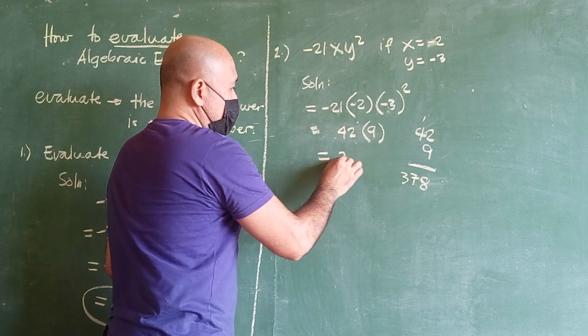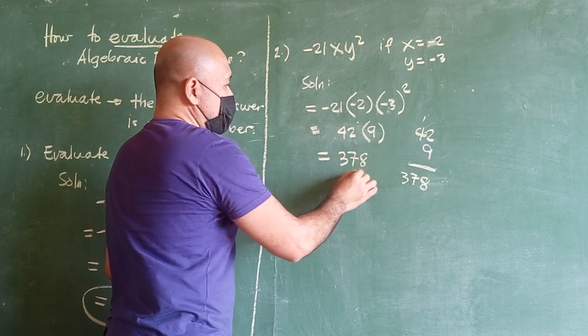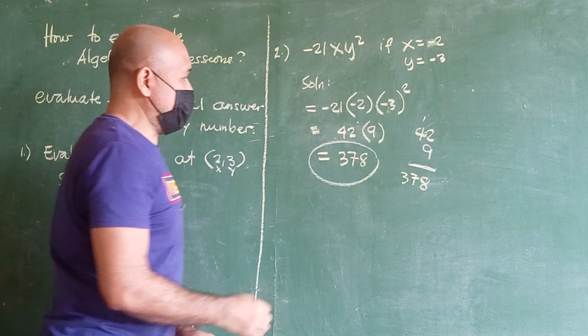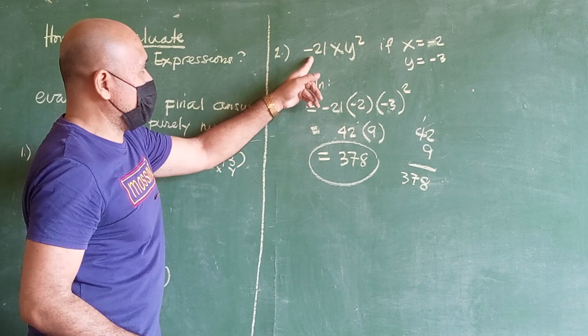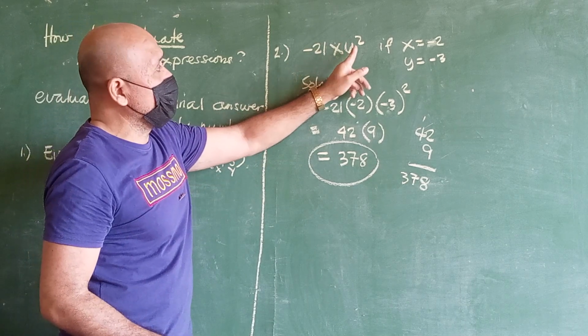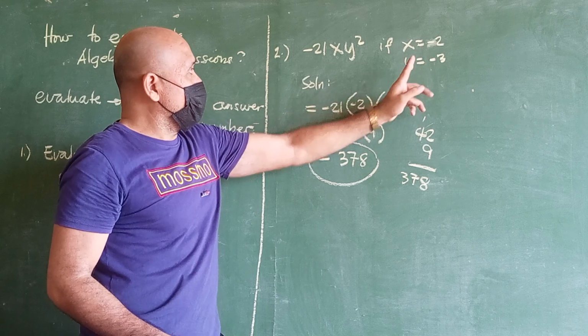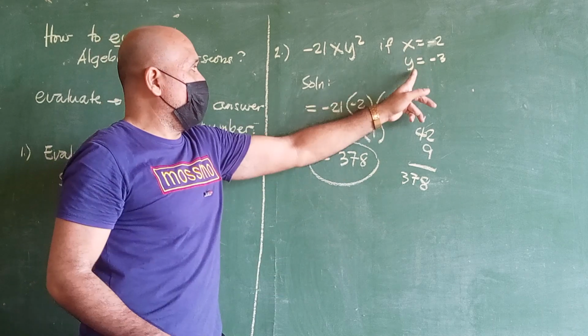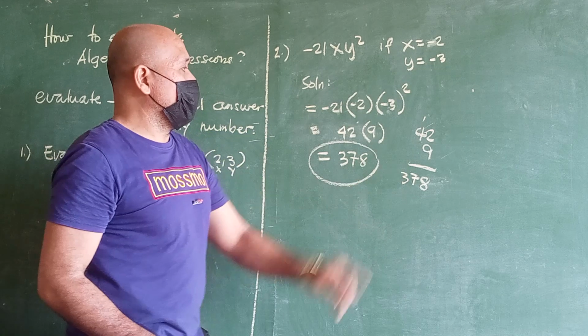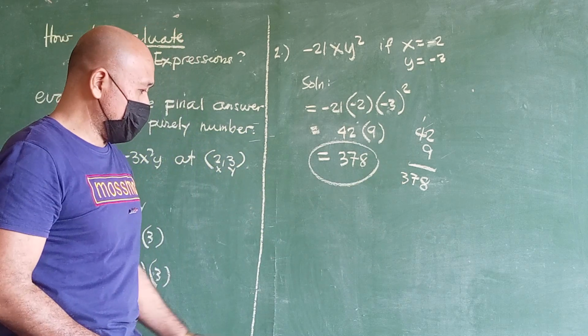So therefore, your final answer is positive 378 when you evaluate negative 21xy squared if the value for x is equal to negative 2 and y is equal to negative 3. So that's it.